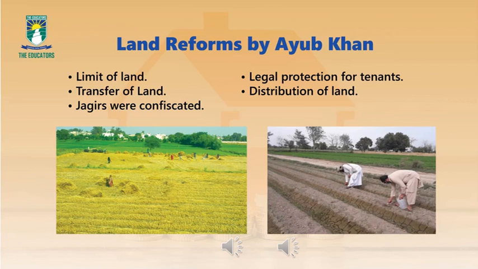On the recommendation of Land Commission, steps were taken to consolidate the fragmented small holdings. Consolidation of fragmented agricultural land holdings continued for many years. According to a statement of Ayub Khan, about 9 million acres of land were consolidated.